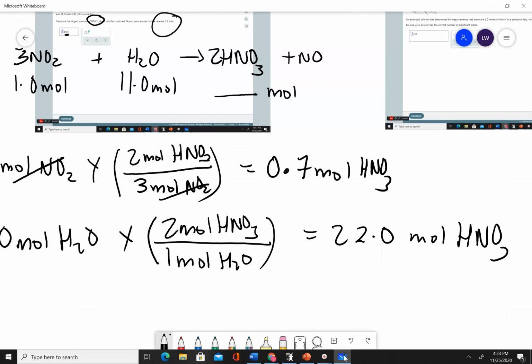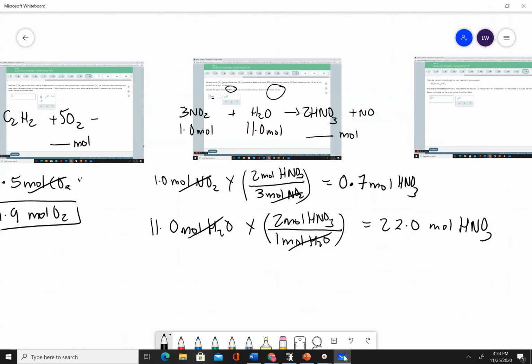Now, I can't make 22 moles of HNO3, because as soon as I make 0.7 moles of HNO3, I've used up all of the NO2. So the maximum amount of HNO3 that I could make would be 0.7 moles of HNO3, and that has the correct number of significant figures. As soon as I've made 0.7 moles of HNO3, I'll find that I've run out of NO2.